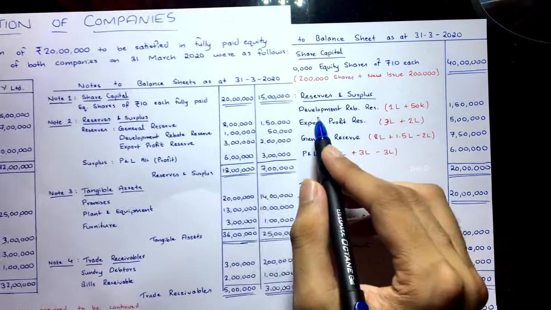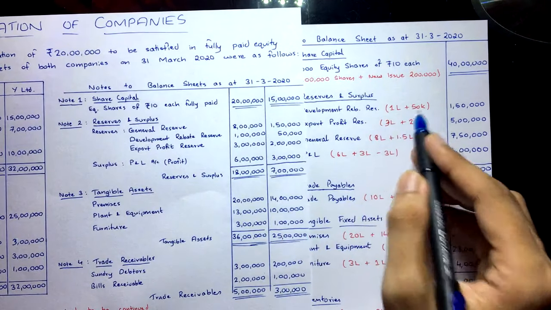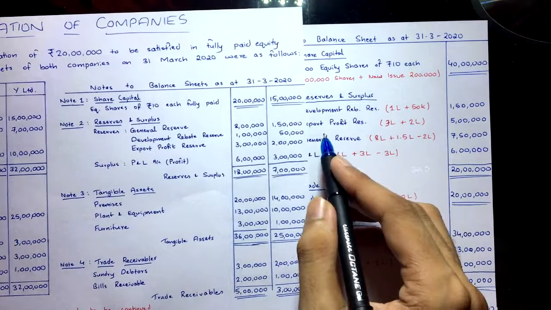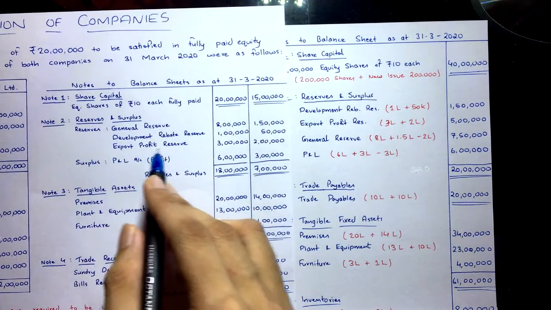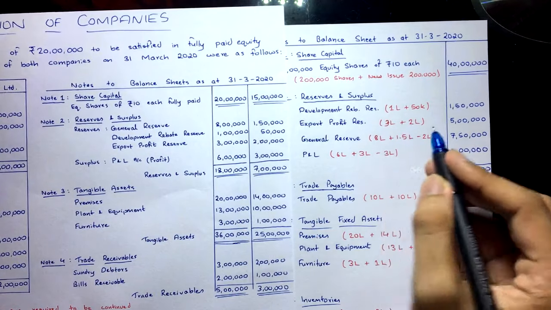How much is it? Development reserve, see here, 1,50,000. 1,50,000, 50k I have written over here. And then export profit reserve, how much is it? 3 lakh plus 2 lakh, so 5 lakh.